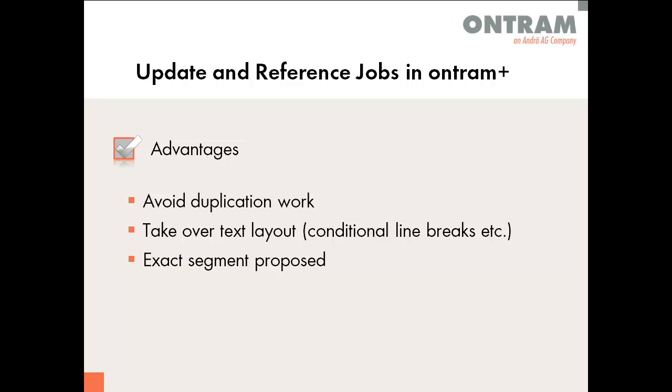There are a lot of advantages creating an updated job using reference in ONTRAM. It avoids duplicating work and thus saves time and money. The update process also has a few advantages over using translation memory in ONTRAM. The text layout, like for example conditional line breaks, can be taken over from the reference job, and the exact segment required is proposed rather than multiple variants as with translation memory.